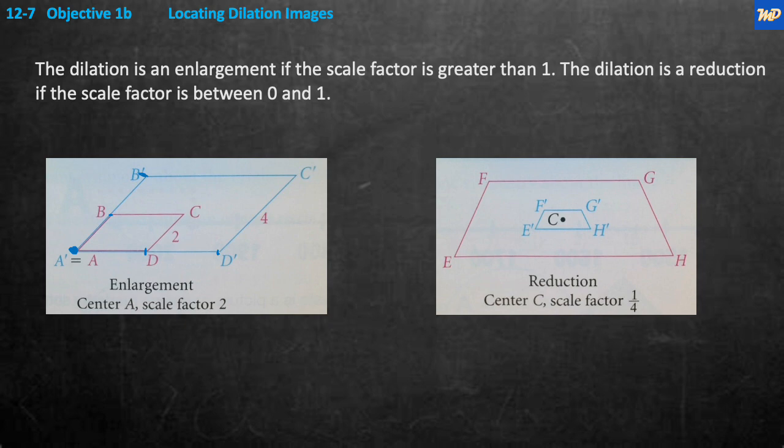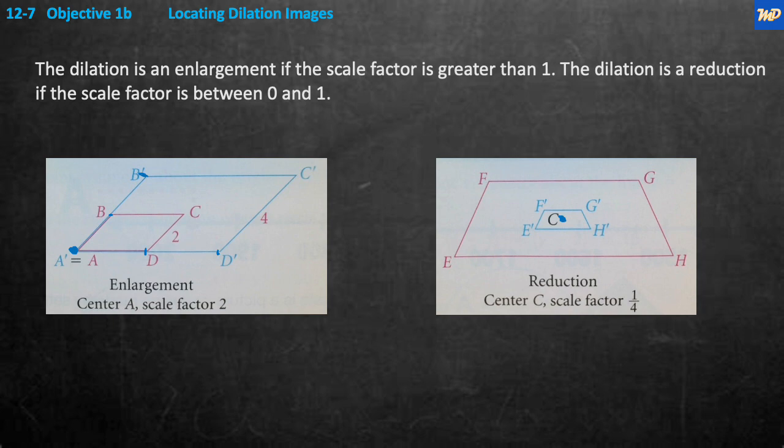So if you said A to B times 2, well, A prime to B prime would be twice as long on the same line. That's the importance of the last slide. Everything is in line with where you are. Okay, and here's a reduction. Center C, right, and scale factor 1/4. So here's C, the center. They put it right in the middle of this plane.